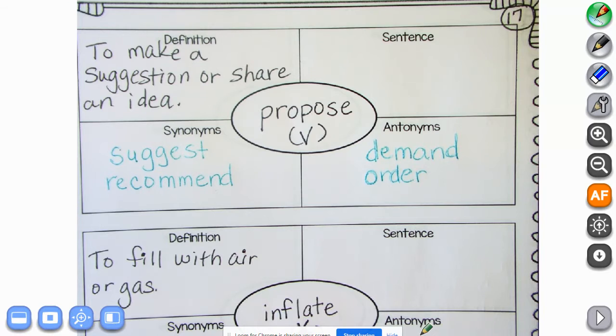Speaking of order, it looks like I need to order some new Flair pens. Okay.